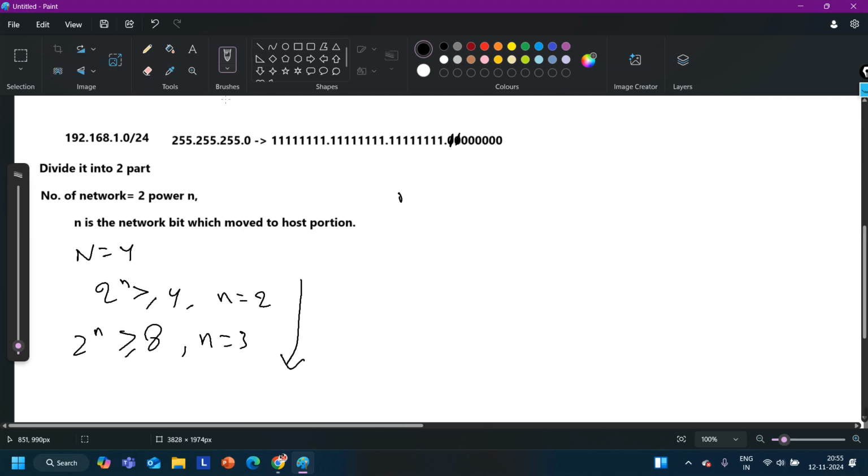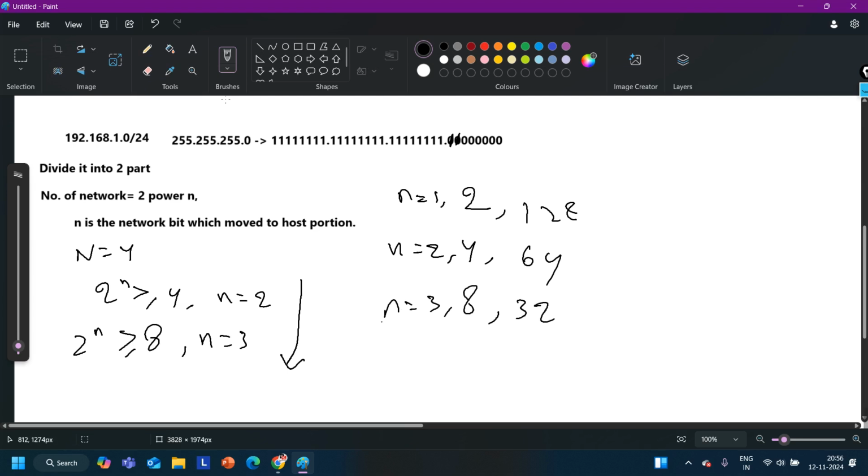Let's say you have borrowed 1 bit, n equals 1. The number of networks is 2, and the number of hosts, meaning IP addresses, is 2 to the power 7, because 7 host bits remain, so 128 IP addresses. If n equals 2, I have 4 networks and 6 host bits, so 64 IP addresses. If n equals 3, I get 8 networks and 32 IP addresses. If n equals 4, I get 16 networks and 16 IP addresses.